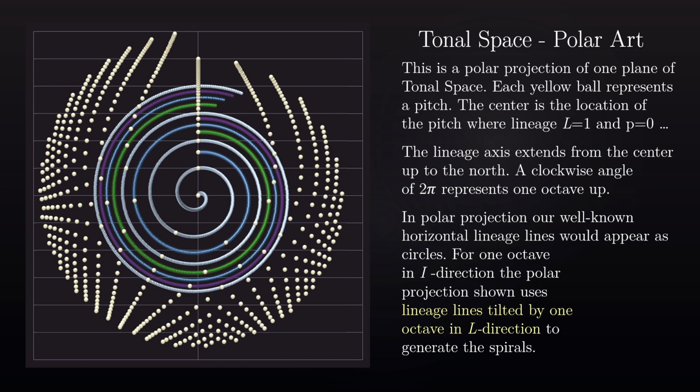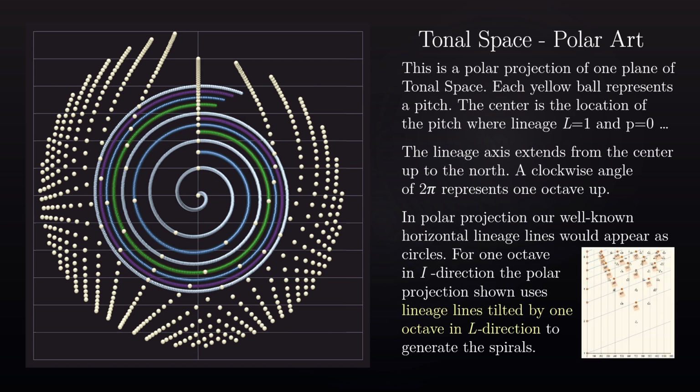The lineage axis extends from the center up to the north. A clockwise angle of 2 times pi represents 1 octave up. In polar projection, our well-known horizontal lineage lines would appear as circles. For one octave in interval I direction, the polar projection shown uses lineage lines tilted by one octave in L direction to generate the spirals.